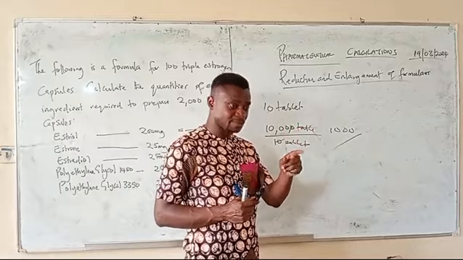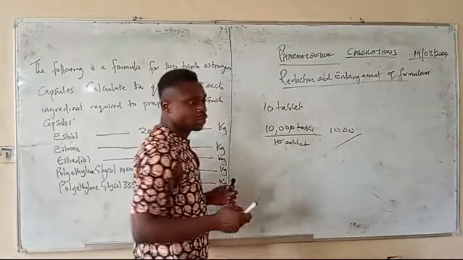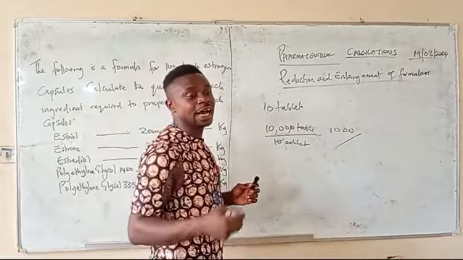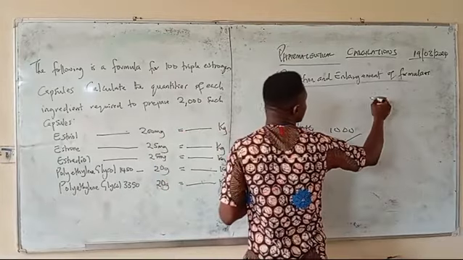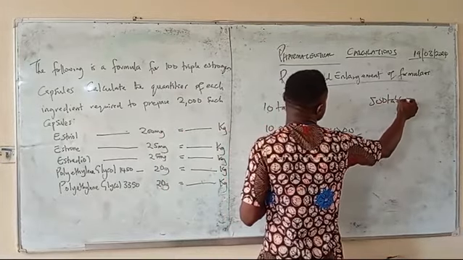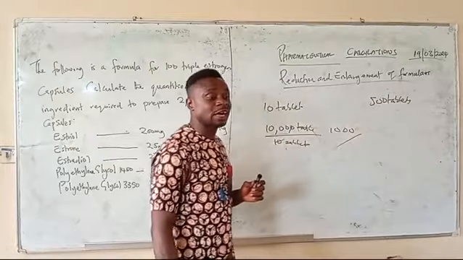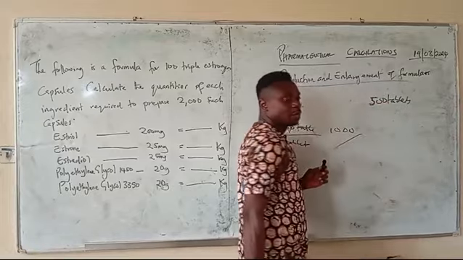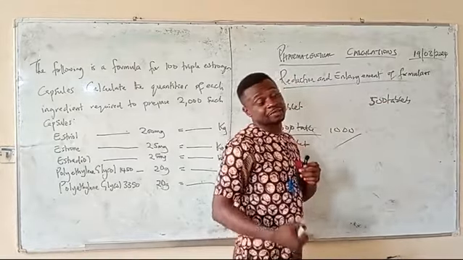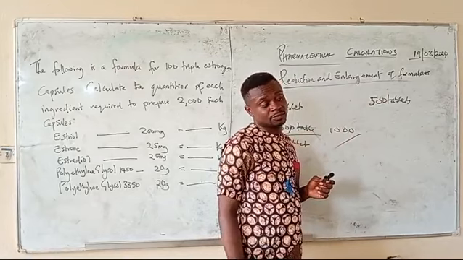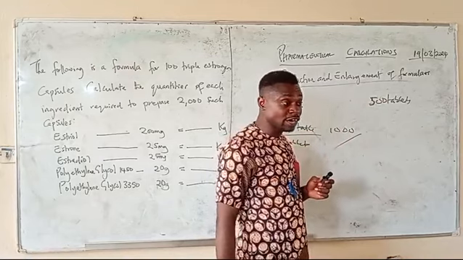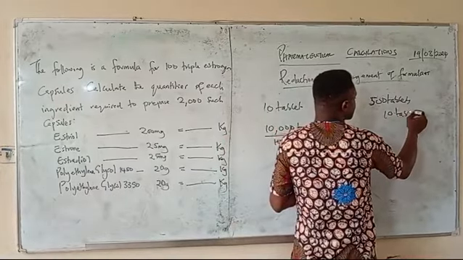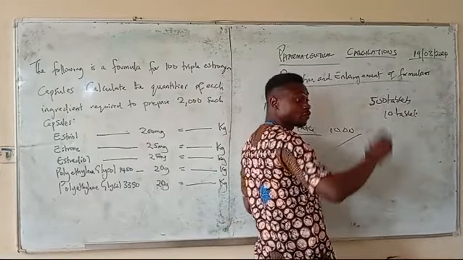Now let's assume, for example, this is for enlargement. Let's assume that what you have in the formula in the official book will give you only 500 tablets. But you want to produce just 10 tablets. So you reduce the formula.